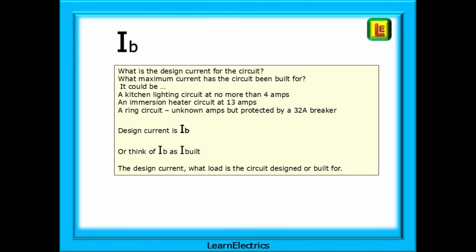The first thing to establish is what IB is. What is the design current for the circuit? What maximum current has the circuit been built for? It could be a kitchen lighting circuit at no more than 4 amps, an immersion heater circuit at 13 amps, a ring circuit, unknown amps but protected by a 32 amp breaker. The design current is IB, or think of IB as I built. The design current, then, is what load the circuit is designed or built for.